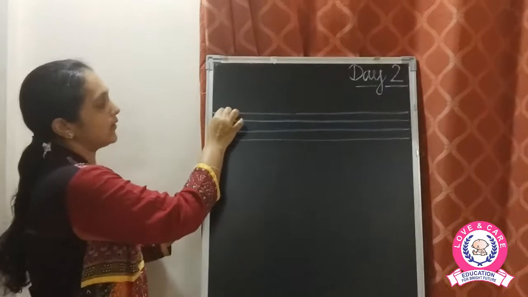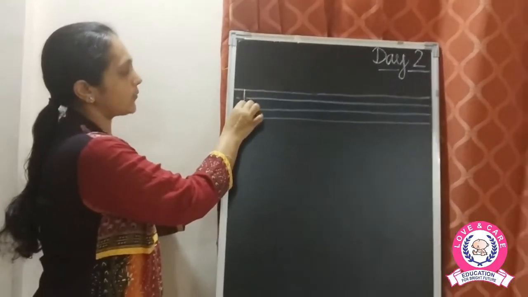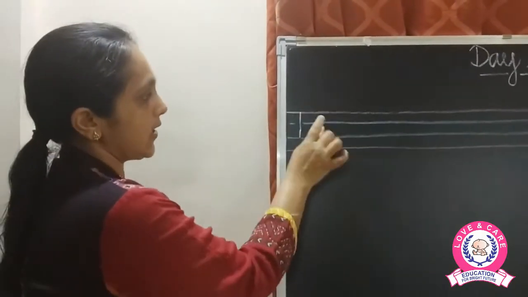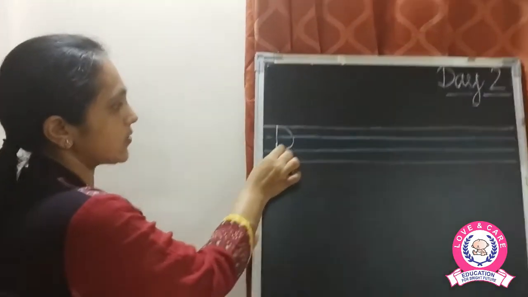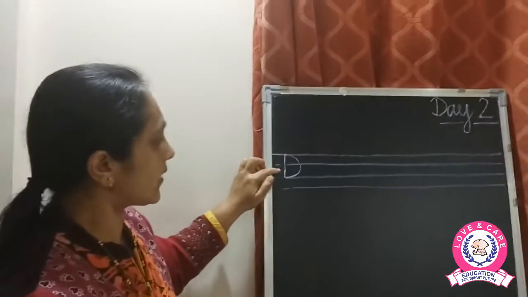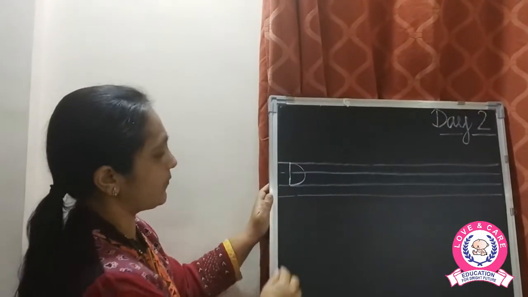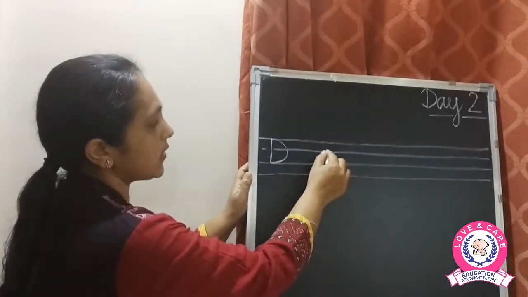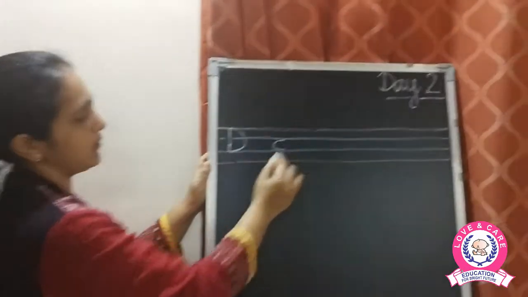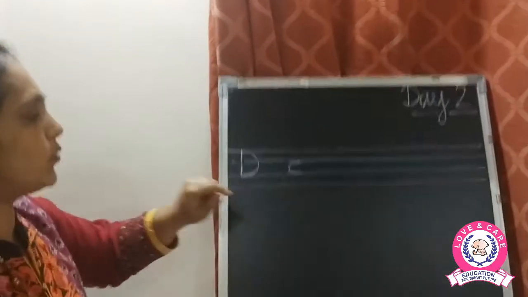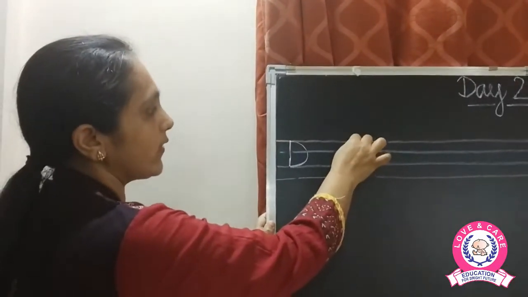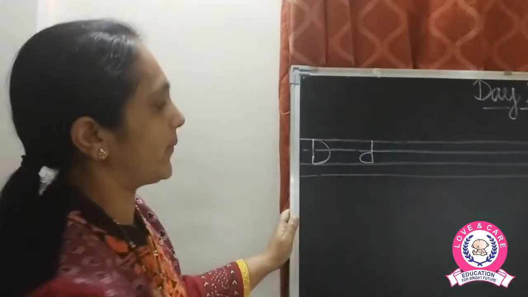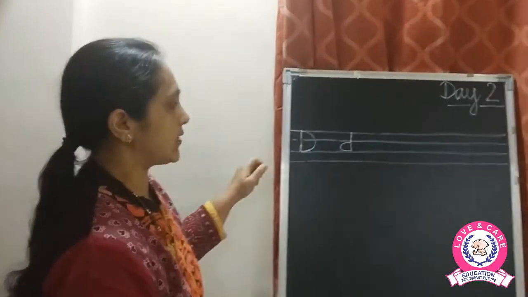So when we write the mummy B, we start from the red line, the second line, and then from the right hand side we make a half circle. This is the capital B or the mummy letter B. Now when we write the baby letter D, what do we have to do? We first make a small c between the two blue lines. Then you join it with a standing line that starts from the red line and comes down to the second blue line. This is the baby letter D.